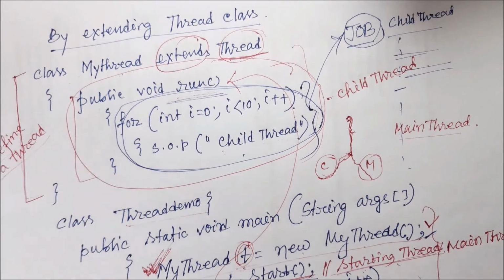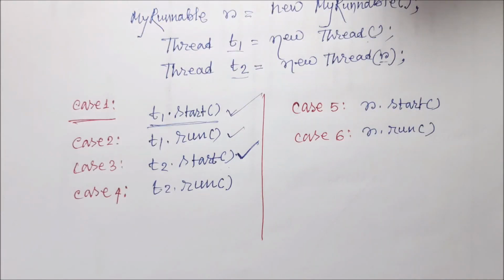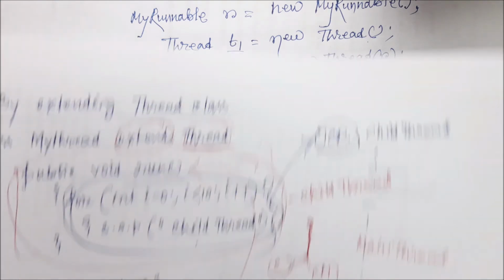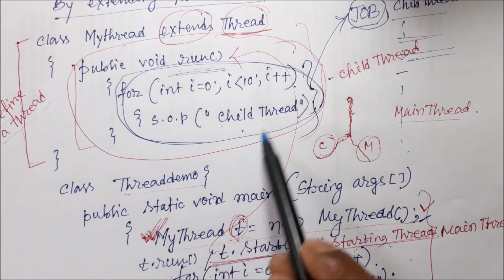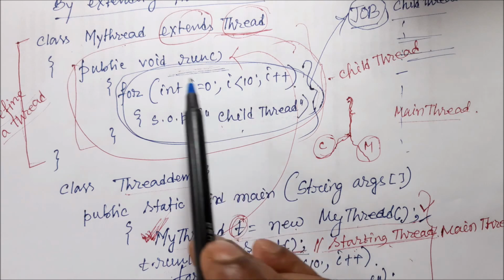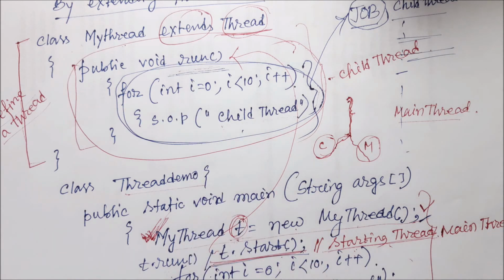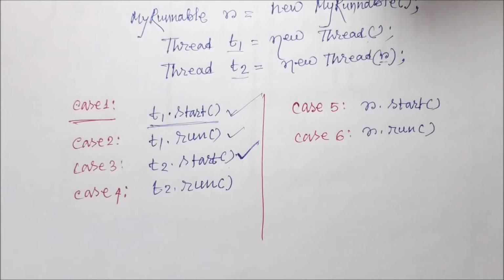Okay. Now consider the fourth one, t2.run. I have already explained that when we call a run method, it does not create a new thread. So it will not create a new thread of execution. It's just a normal call to this run method. So the main thread will execute the run method. No separate thread will be created if I call the t2.run method in case 4.